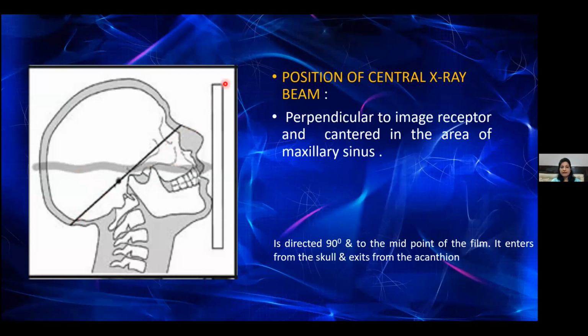Central X-ray. So see this. What is this? 37 degree angle with the image receptor, canthomeatal line. What is the central X-ray? The central X-ray has to be perpendicular to the image receptor. So where it is entering, it is a paranasal sinus view. So very easy to remember, the central X-ray is perpendicular and centered in the sinus area. Which sinus? Maxillary sinus. So the central X-ray is perpendicular to the image receptor, centered in the area of the maxillary sinus. If I want to be more specific, I will say it is directed 90 degrees to the midpoint of the film. Enters from the skull and exits the acanthion, centered over the sinus. So what word is important? Acanthion. Clear?